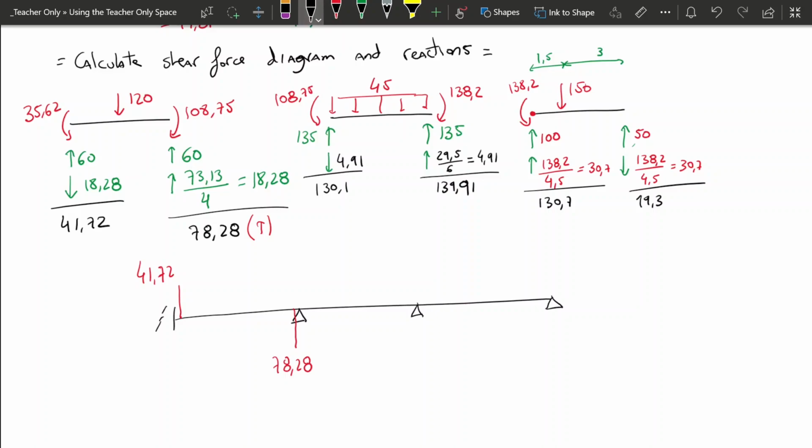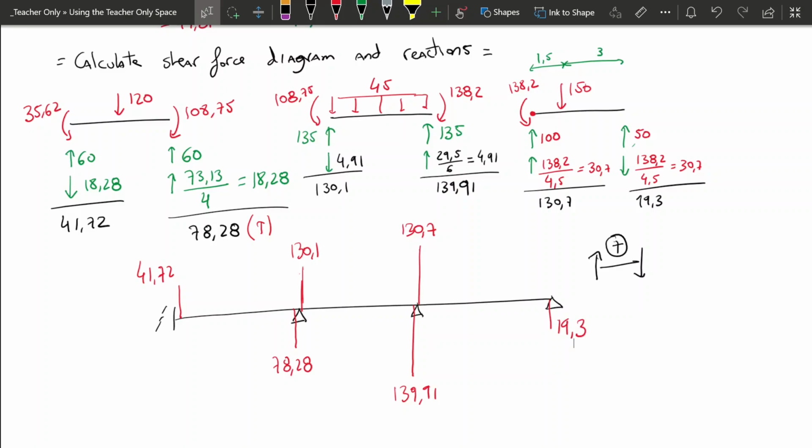So remember the convention for shear force diagram. It looks like this. Both of these arrows are positive. Then we get 130.1 on the left of bar BC. And here on the right, we get minus 139.91. Then we get 130.7. And then finally, 19.3.